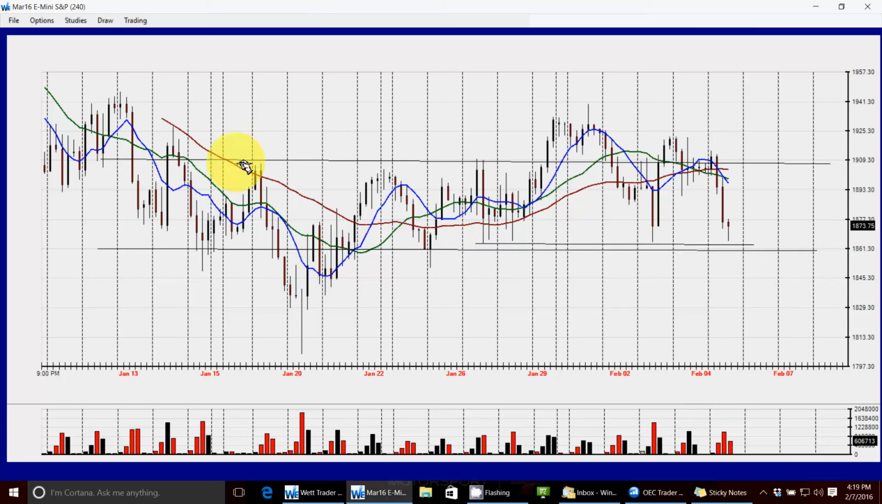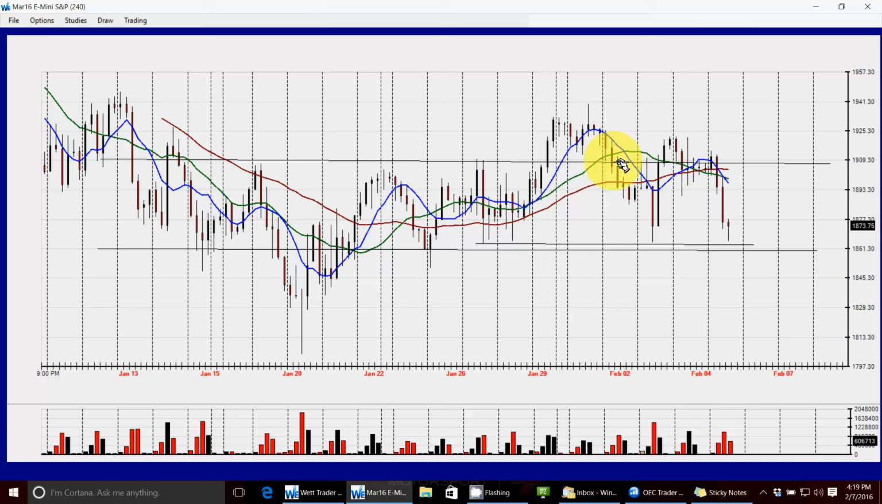And same thing here. This is my resistance right here. I hit this line right around my 1908 area. We came back down. We hit this area again, came back down. We hit this area again, came back down. Here we hit the area we broke out. Okay? And then look what happens.